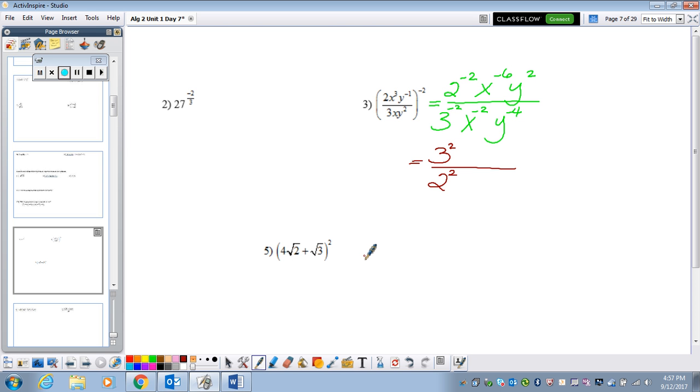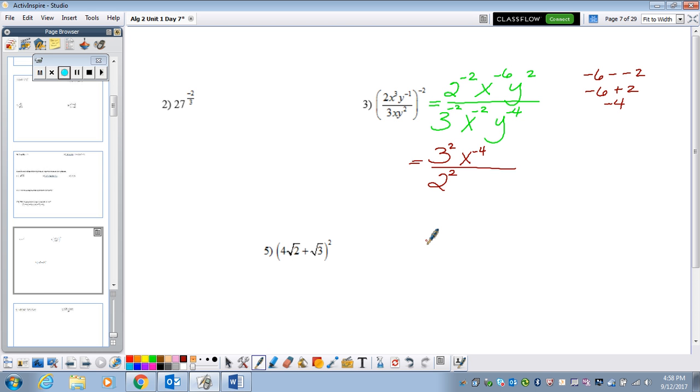Now, x to the negative 6 divided by x to the negative 2. When you divide, you're taking those powers and subtracting. So what's negative 6 minus negative 2? Well, that's negative 6 plus 2. So your new power on your x is x to the negative 4. Be very careful with those. You subtract the bottom. Always subtract the bottom. Negative 6 minus a negative 2.